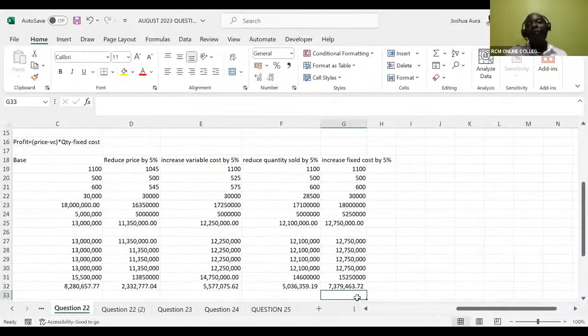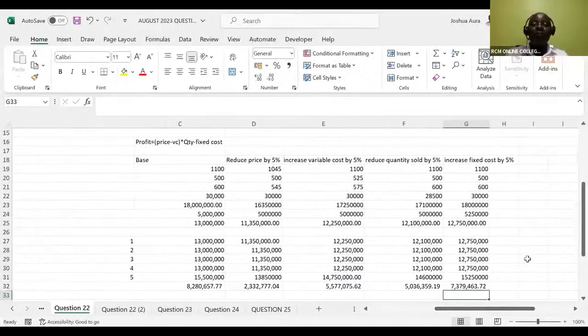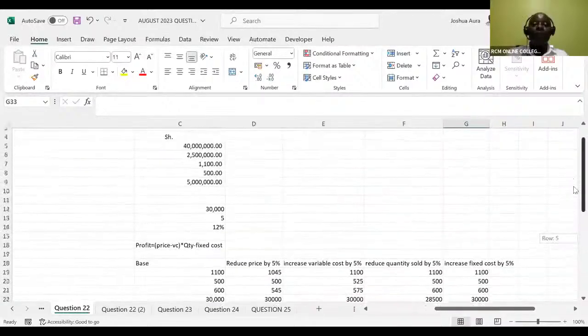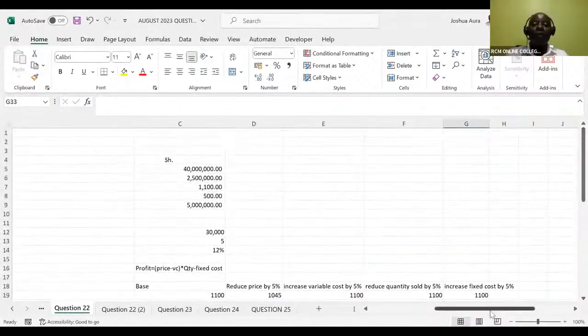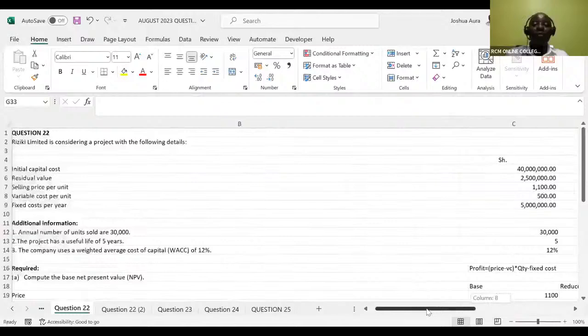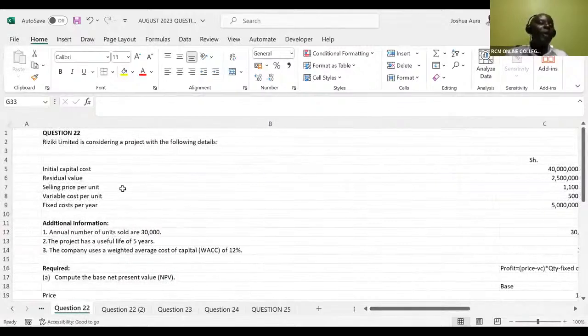Is that everything? Most of the students who are doing this question ended here. But remember, they wanted all variables to change except two. The variables which these guys gave you, we have the variables here. Initial capital. We have residual. So we haven't yet changed this. So we must change the initial capital. Let's change the initial capital.